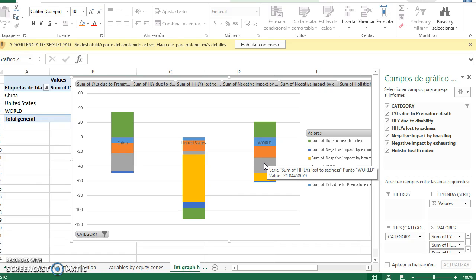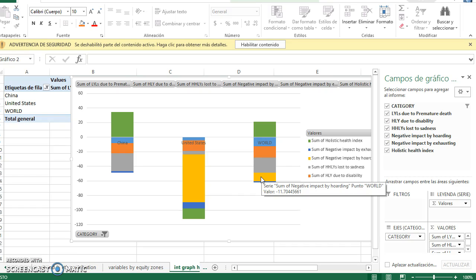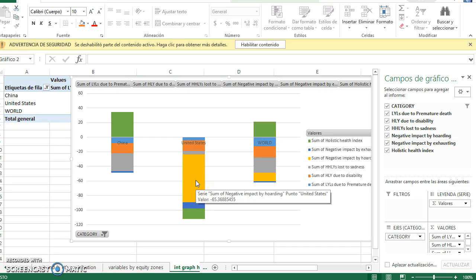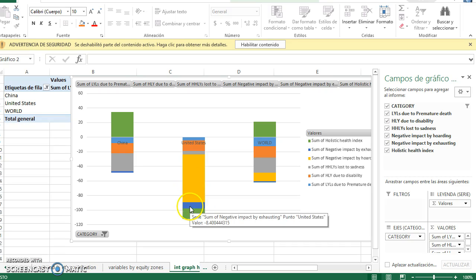sadness, 21 years lost by sadness, and then here a significant loss due to hoarding of resources on average, more than exhausting. But the States has a negative life expectancy of -14 due to a huge, almost 65 years through the lifetime of each US citizen through the excess accumulation of resources. This is the loss of life years to others due to the exhaustion of natural resources. This is happiness, and this is disability, and this is premature death.